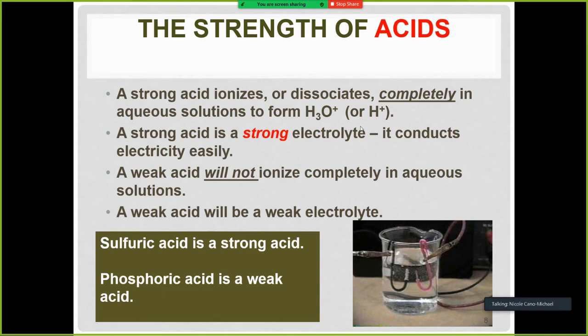A strong acid is a strong electrolyte. An electrolyte is a solution that can conduct electricity. A weak acid does not ionize completely. So a weak acid is not going to be able to break that hydrogen off the water molecule completely in a water solution. And weak acids, of course, are going to be weak electrolytes.